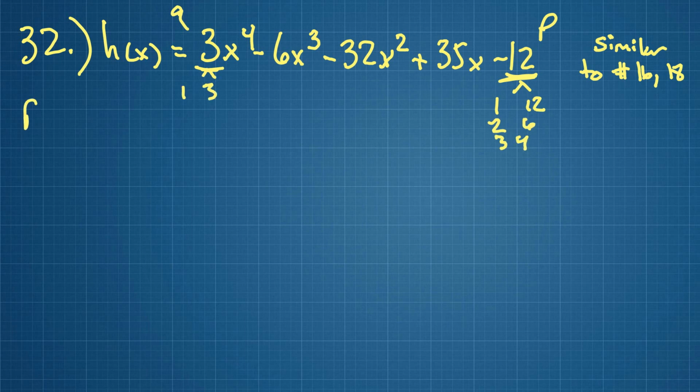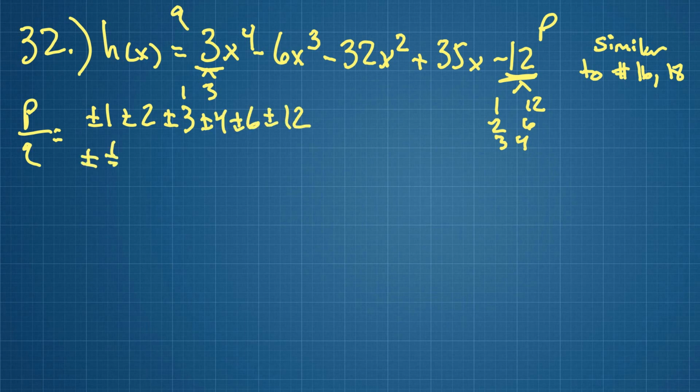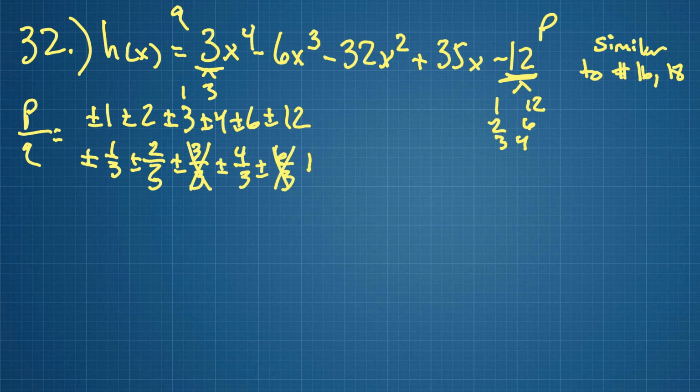1 and 3. So my P's over my Q's are plus or minus 1, plus or minus 2, plus or minus 3, plus or minus 4, plus or minus 6, plus or minus 12, and then all those all over 3. So I have plus or minus 1/3, plus or minus 2/3, plus or minus 3/3 is the same thing as 1, so I don't need it. Plus or minus 4/3, plus or minus 6/3 is the same thing as 2, so I don't need that. Plus or minus 12/3 is the same thing as 4. Don't need that. Now I'm going to go into my guessing.